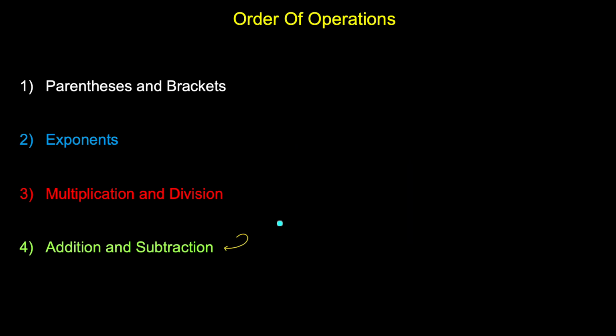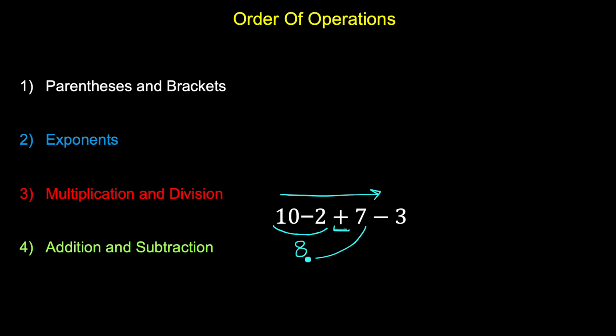And the last rule is addition and subtraction. And remember that addition and subtraction are on the same level as well. So if we have both, you need to work from left to right. For example, if we have 10 minus 2 plus 7 minus 3, we need to do operations from left to right. So first we have minus, so 10 minus 2 equals 8. Then we have addition, so 8 plus 7 equals 15. And then we have subtraction, 15 minus 3 equals 12.